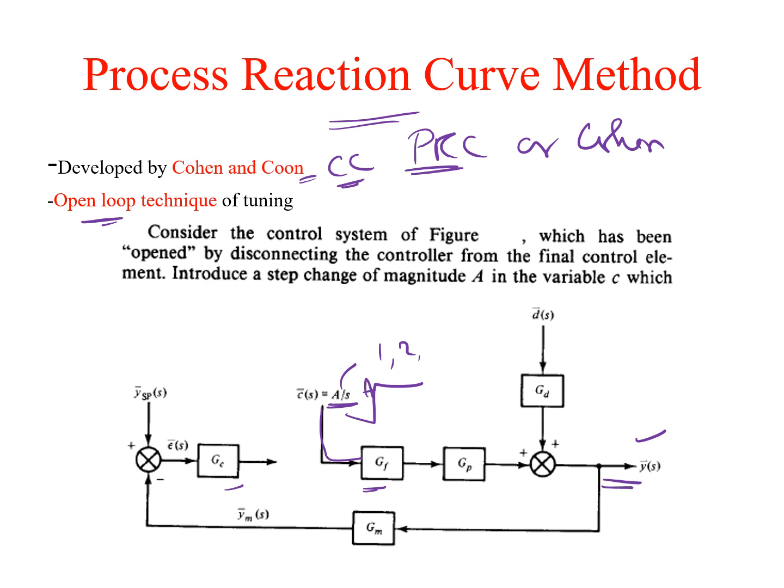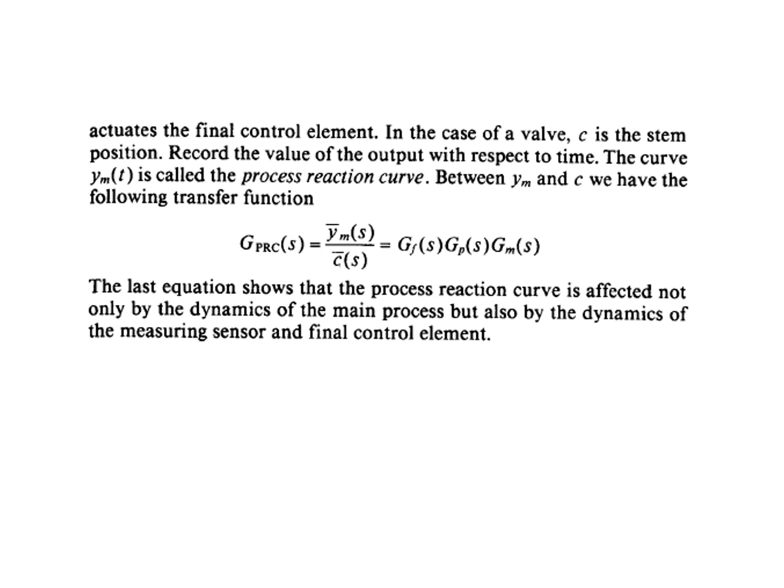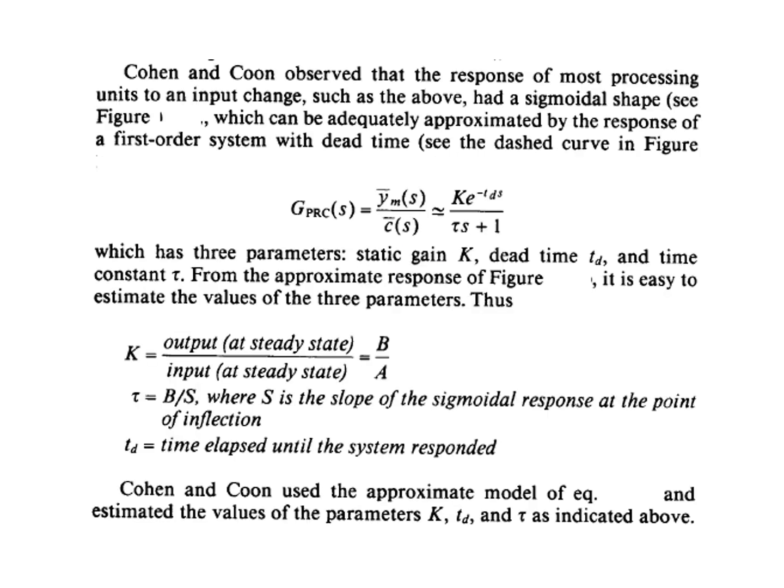So from the output, you have to derive certain parameters. Now your transfer function becomes GF, GP, GM only, because the path is broken between GC and GF. So this is the transfer function. This is called the PRC, the process reaction curve transfer function.